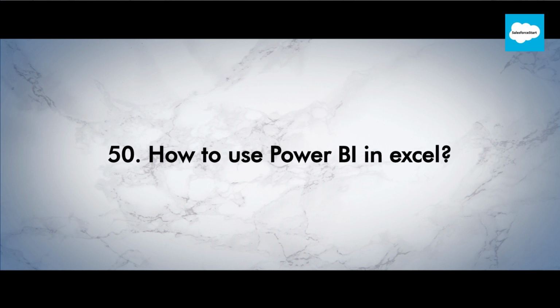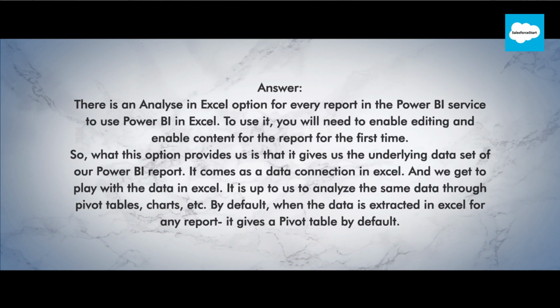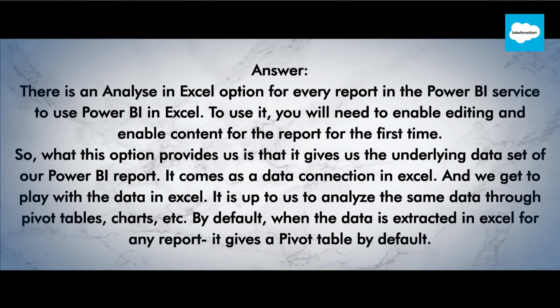50. How to use Power BI in Excel. Answer. There is an Analyze in Excel option for every report in the Power BI service to use Power BI in Excel. To use it, you will need to enable editing and enable content for the report for the first time. So, what this option provides us is that it gives us the underlying dataset of our Power BI report. It comes as a data connection in Excel. And we get to play with the data in Excel. It is up to us to analyze the same data through pivot tables, charts, etc. By default, when the data is extracted in Excel for any report, it gives a pivot table by default.